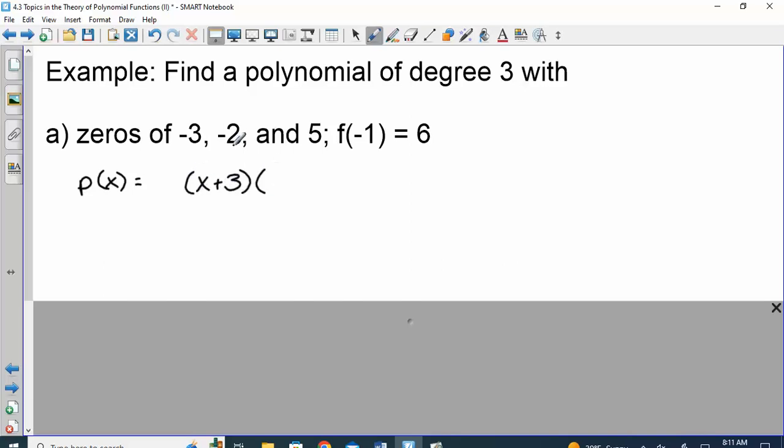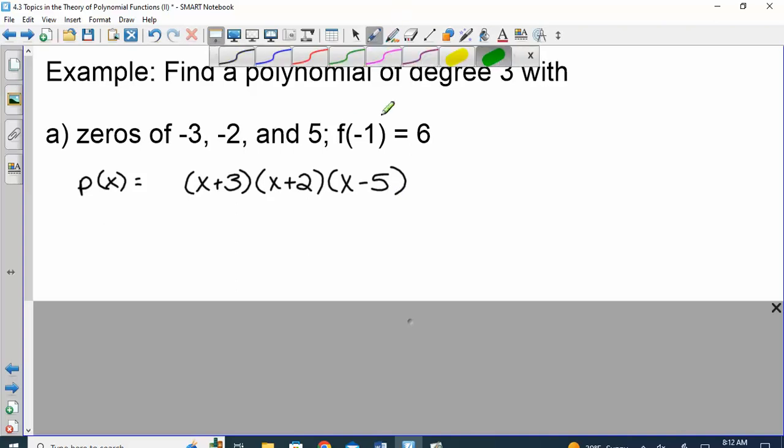If -2 is a 0, x plus 2. If 5 is a 0, x minus 5. Okay, none of those are imaginary, so I don't have any conjugates. Can I even have any more x's in this problem? No, because I said degree 3 and this is already degree 3. But I gave you another requirement that we haven't seen before.